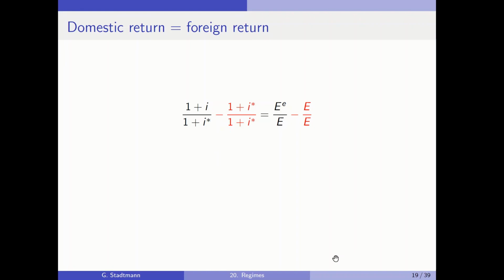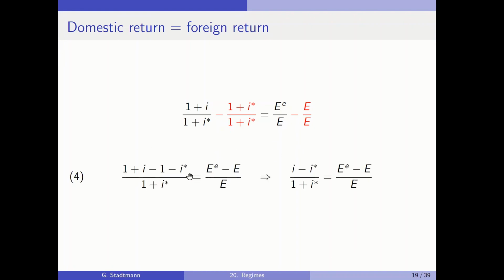Let's switch to the next slide. Once more, the formula is given here. Now we can write it on one common denominator. So 1 plus I is given here, then minus 1 minus I star, and on the right-hand side, the expected exchange rate minus the spot rate. Then we have a 1 here, a 1 there. These ones will cancel out, and we get to I minus I star over 1 plus I star is equal to the relative change in the expected exchange rate.